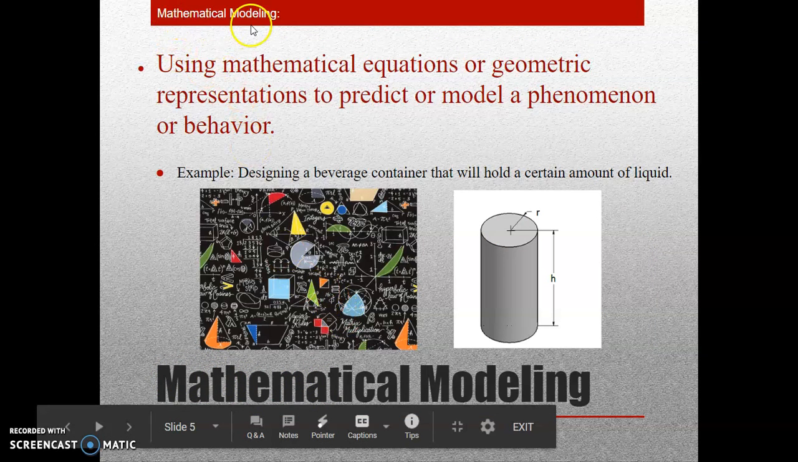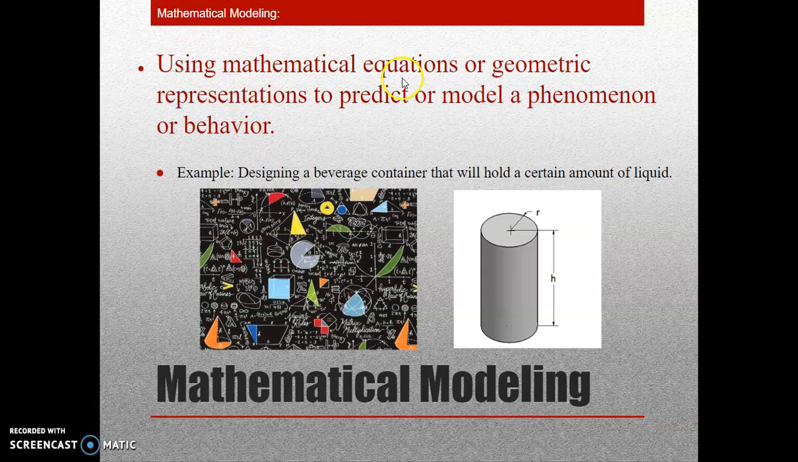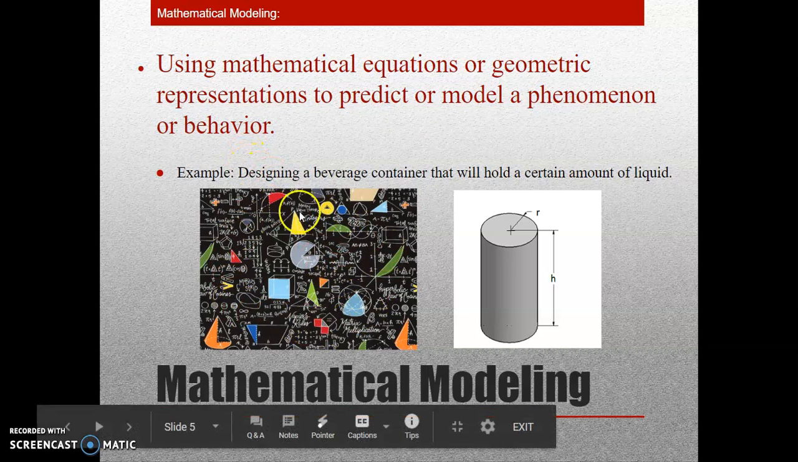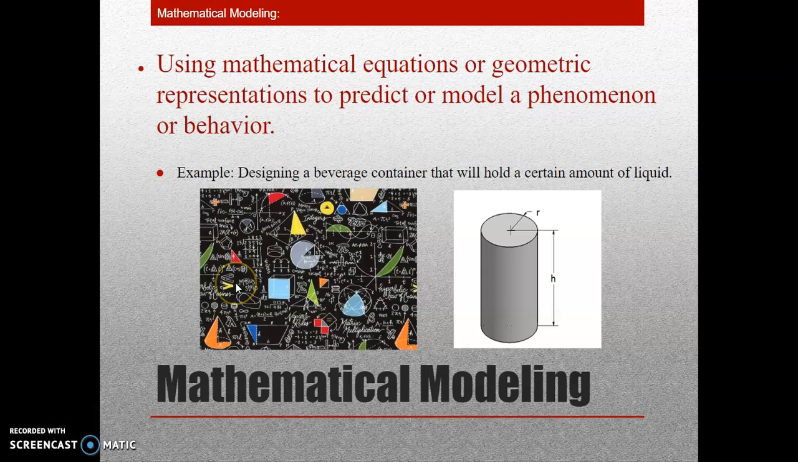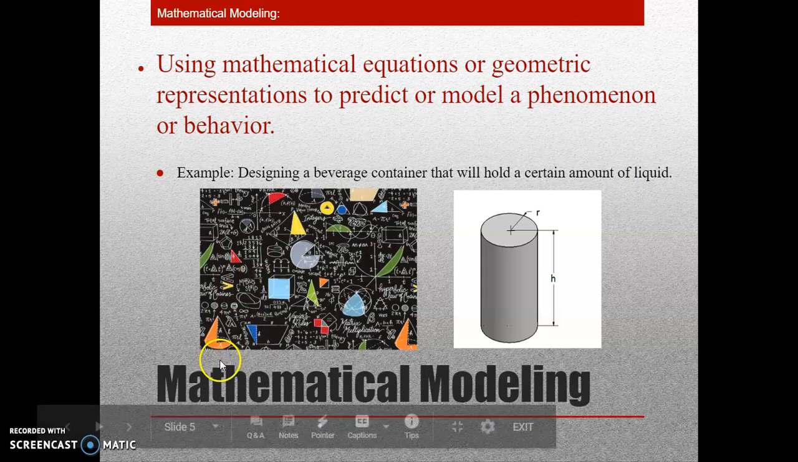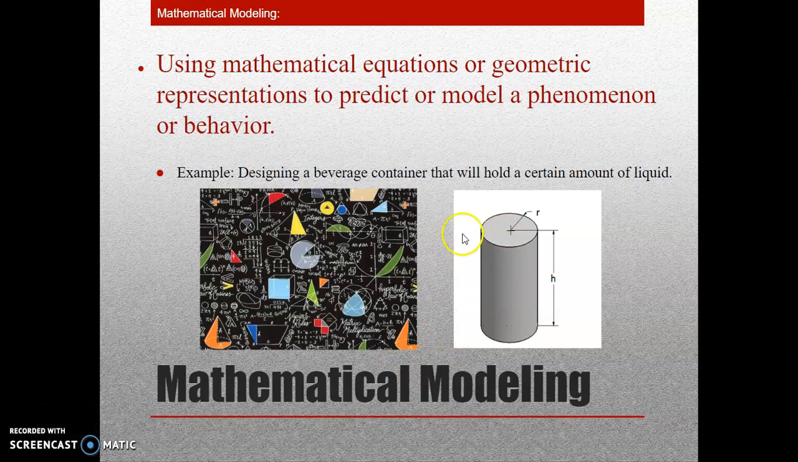You have mathematical modeling. So this is obviously using math, equations, and geometric representations to predict or model a phenomenon or behavior. So that is a huge definition. That's kind of a tongue twister there, but it's basically using basic math, okay, or the math that you would learn in school to solve a problem, okay, and how can we actually model the math to show and demonstrate the answer to that problem.